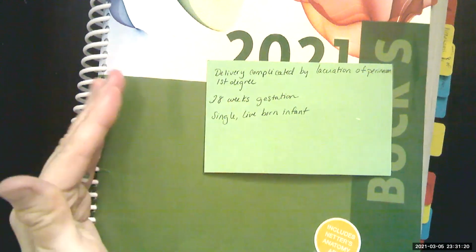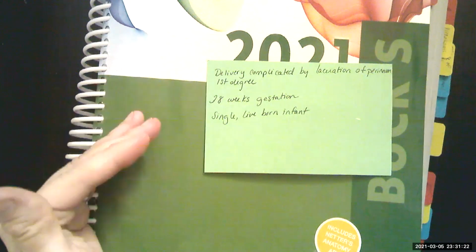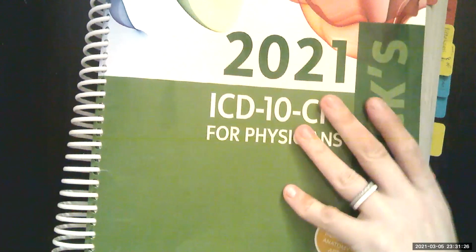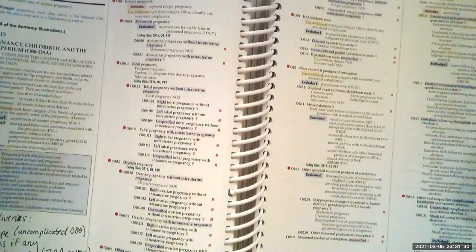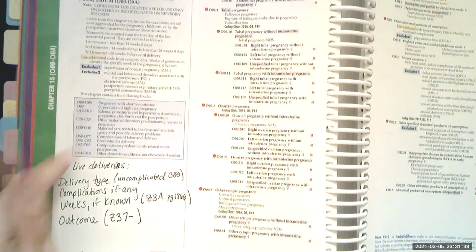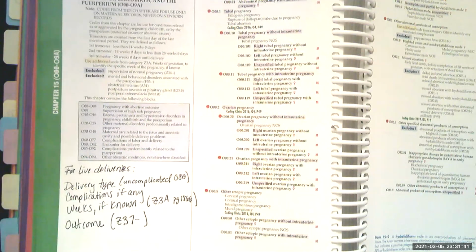Okay, so this is what we have. Our type of delivery, weeks of gestation, single live-born infant. I'm going to go up to the O codes first so I can show you how I documented it, or how I wrote notes for it. Right on the first page, which is 1120, I wrote those steps. So that way I know these are the steps I need to follow when I'm doing a delivery, okay?